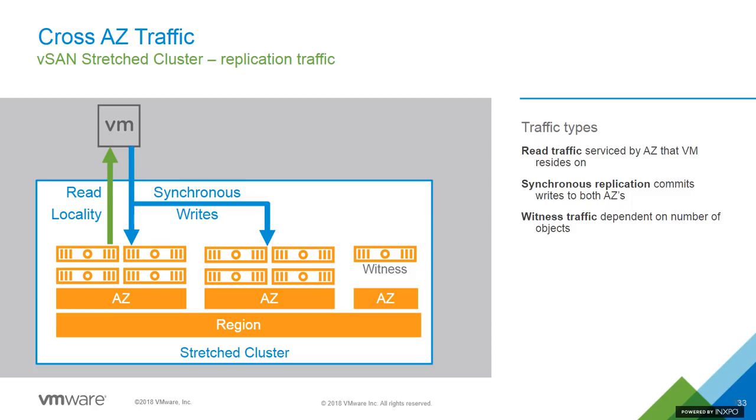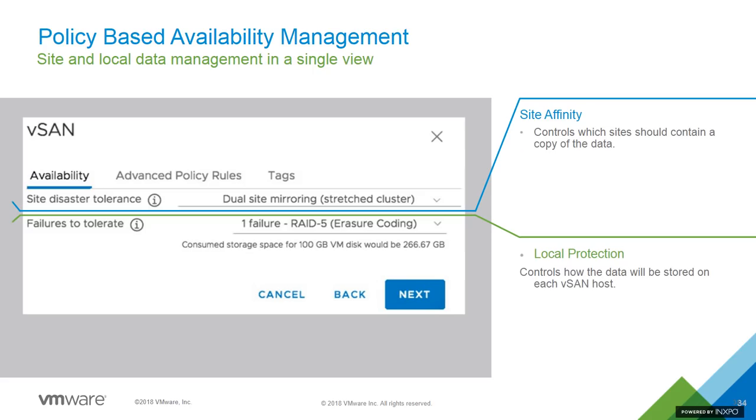So the cross-AZ traffic, right? You have a virtual machine. As it writes, it's synchronously writing to both availability zones. But the read is going to come from the site where the VM is currently residing. So this is also called read locality. And what we're doing here is essentially we're going to take the read from the fastest and closest location possible.